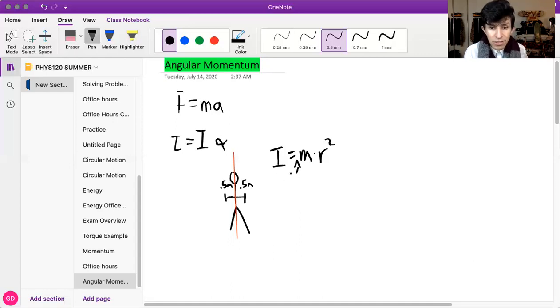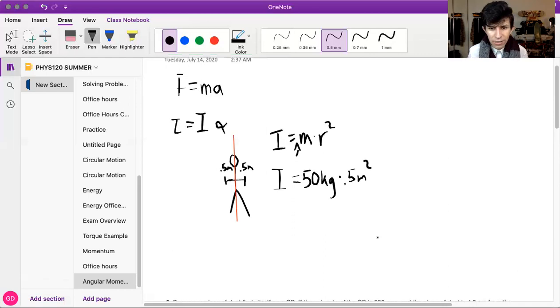then if I were to ask, hey, what's the inertia of the person rotating like this? Then we would just plug in the mass, and then we would plug in the 0.5 meters squared. So if we just say the mass was 50 kilograms and the radius is 0.5 meters squared, then we're set to go, right? You just plug it in and you find what the moment of inertia is for this person.